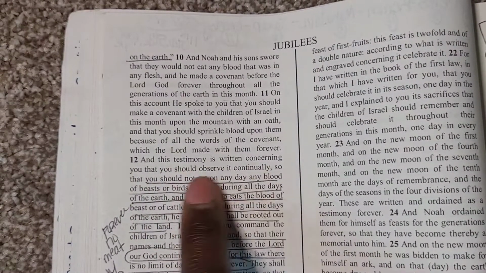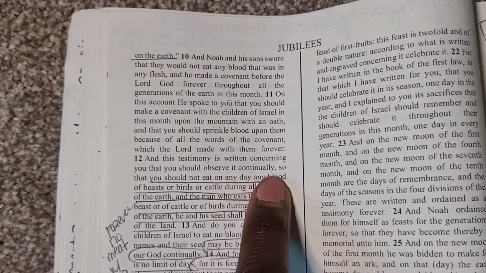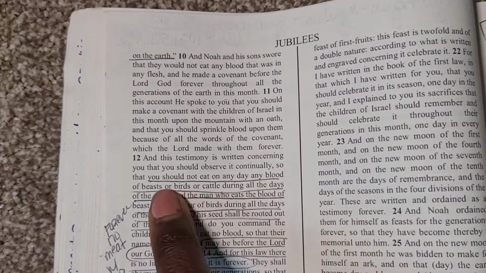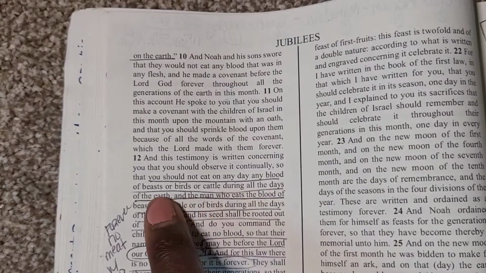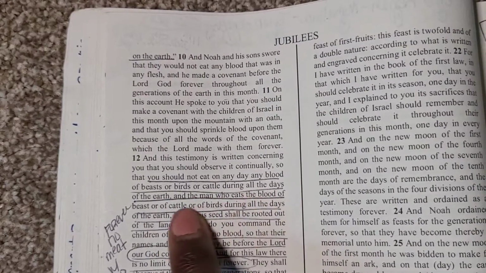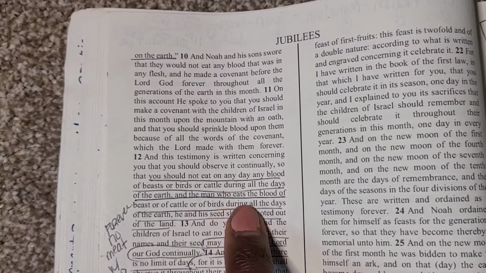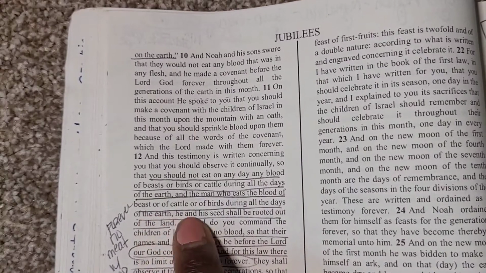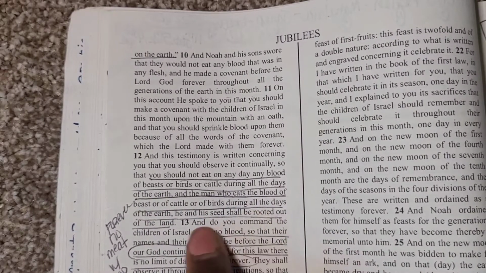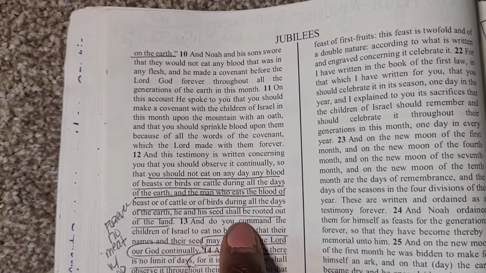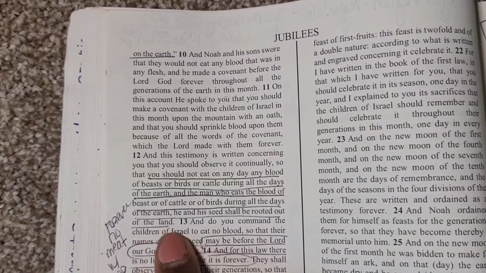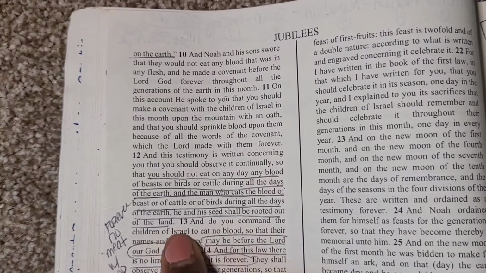And this testimony is written concerning you, that you should observe it continually, so that you should not eat on any day any blood of beasts or birds, cattle, during all these days of the earth. And the man who eats the blood of beasts or of cattle or of the birds during all the days of the earth, he and his seed shall be rooted out of the land.